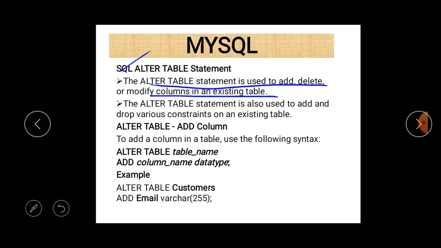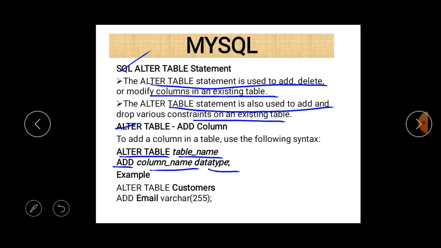Second, the alter table statement is also used to add and drop various constraints such as primary key, foreign key, and default in an existing table. First is alter table add column. We want to add a column in an existing table. For that purpose, we write alter table, then the table name, then add as a keyword, then the column name, and after that the data type of that column.